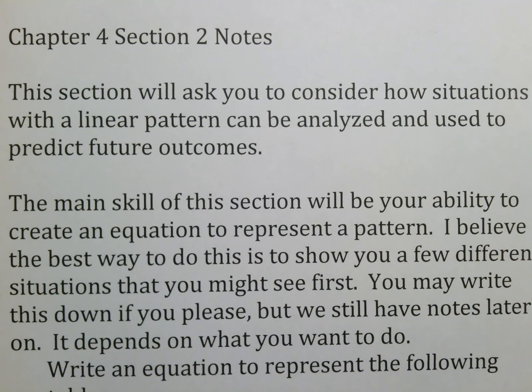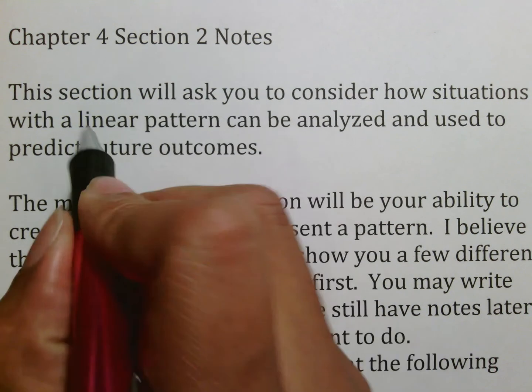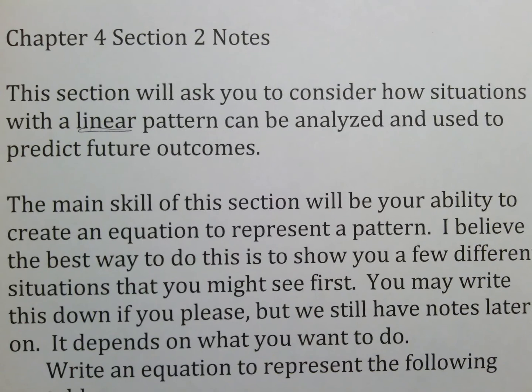But getting into chapter 4, section 2, this section is going to ask you to consider how situations with a linear pattern can be analyzed and used to predict future outcomes. So we're talking about linear patterns. That means that the distance between the two numbers in the pattern is the same. We saw that yesterday, and it looks like a straight line.